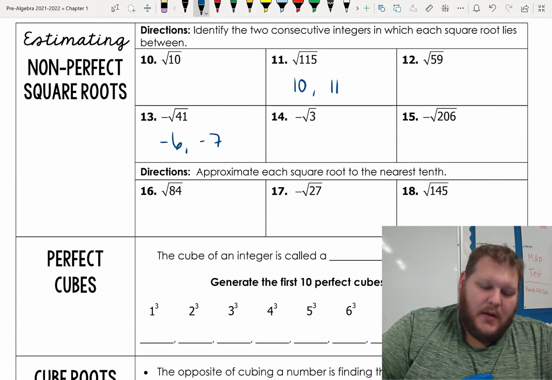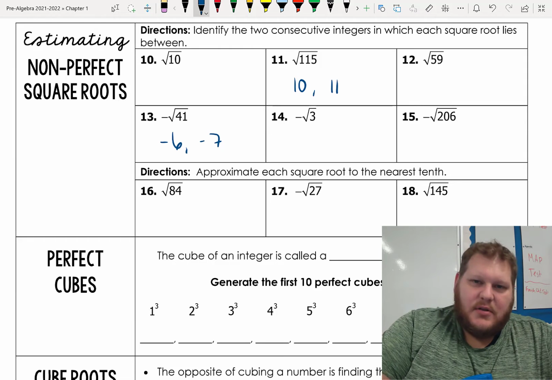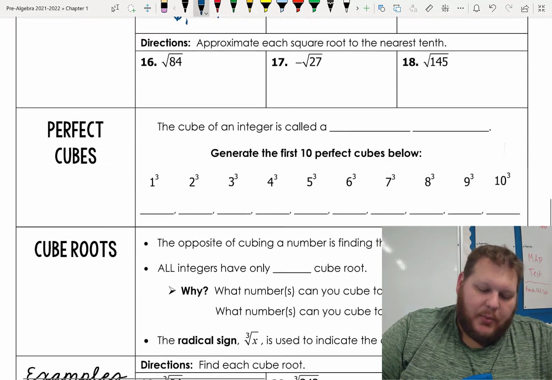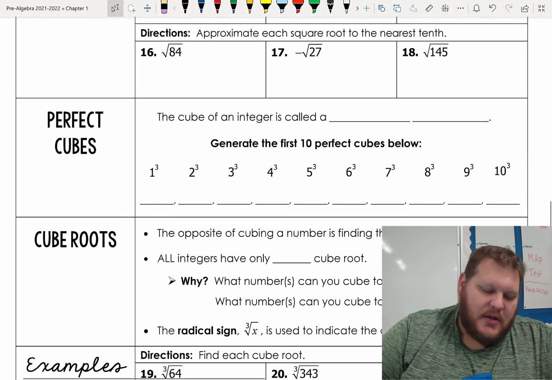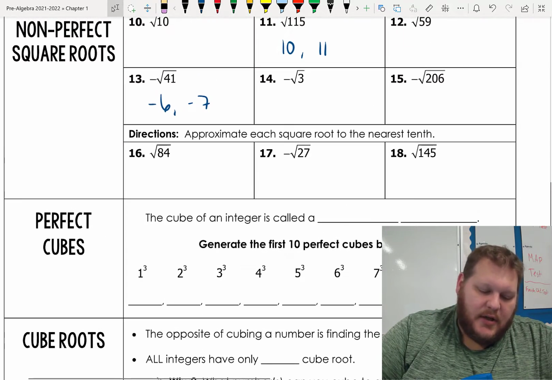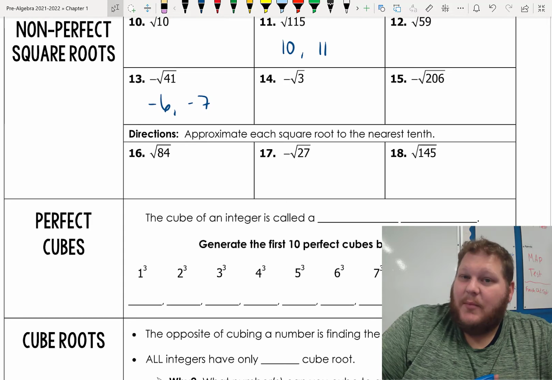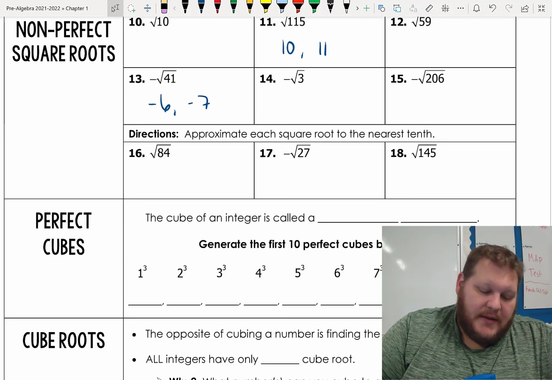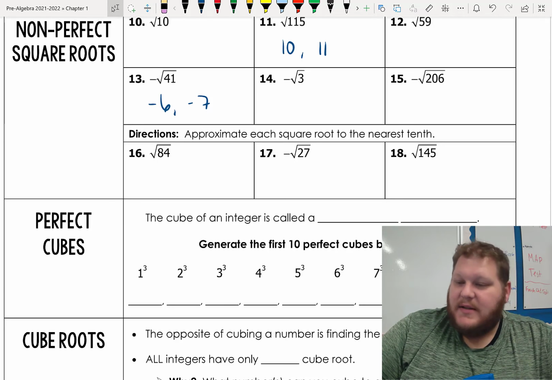Okay. I'm not going to spend a lot of time on that section. I'm just going to kind of continue on. You could approximate it to the nearest tenth. So this is where I would go ahead and start using a calculator anyway. If it's a non-perfect square root and I'm asked to evaluate it, I'm just going to use my calculator to figure out what that value is. So on 16, 17, and 18, it asks us to approximate each square root to the nearest tenth.